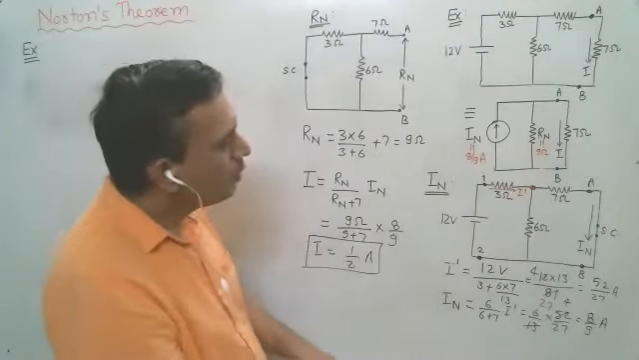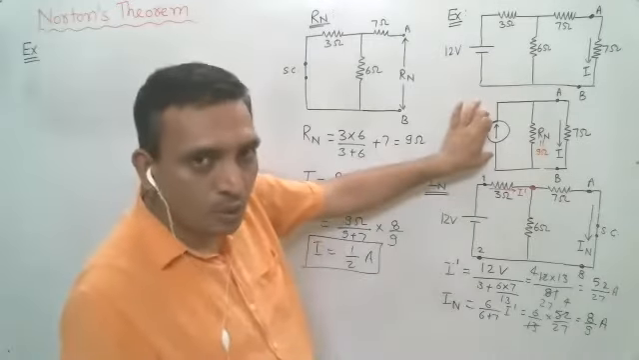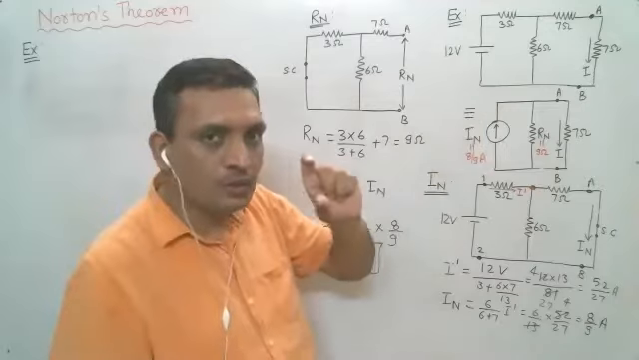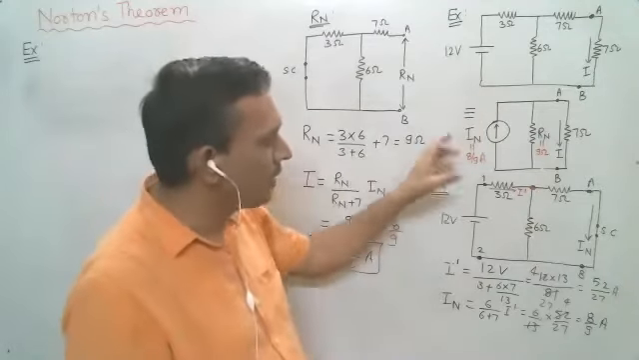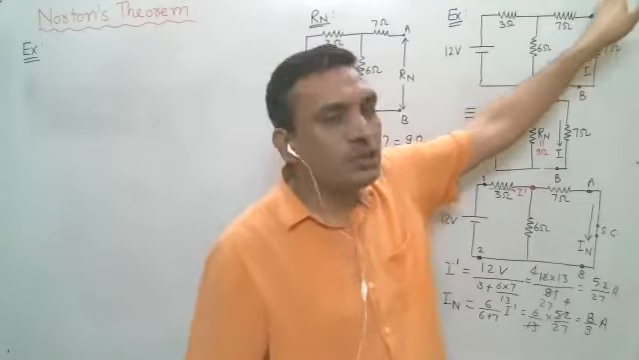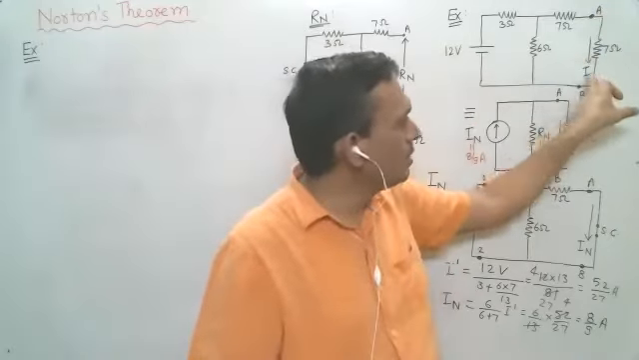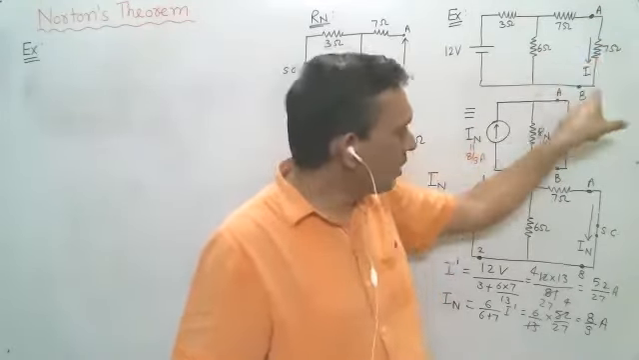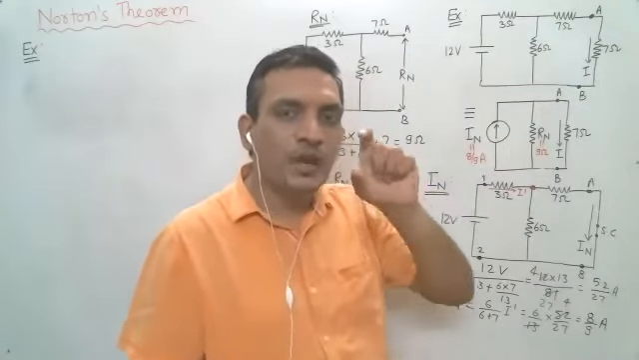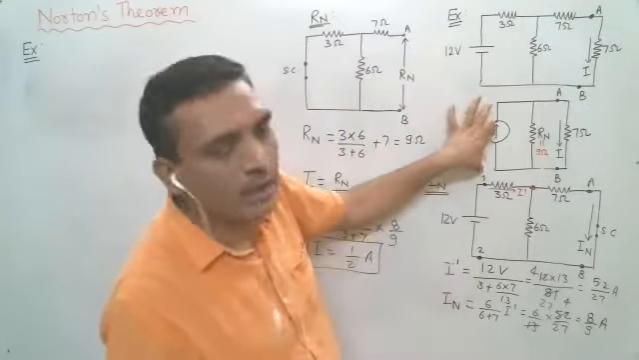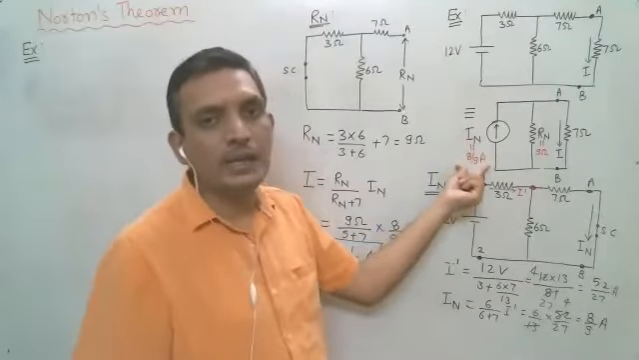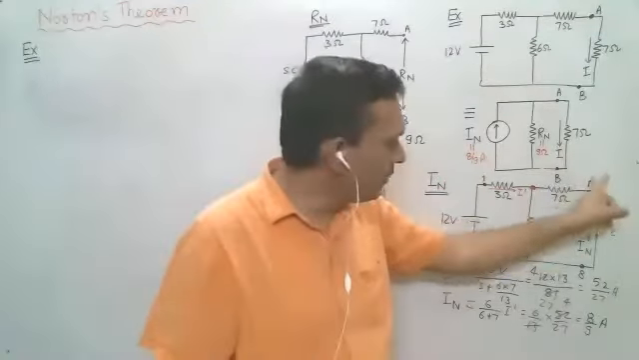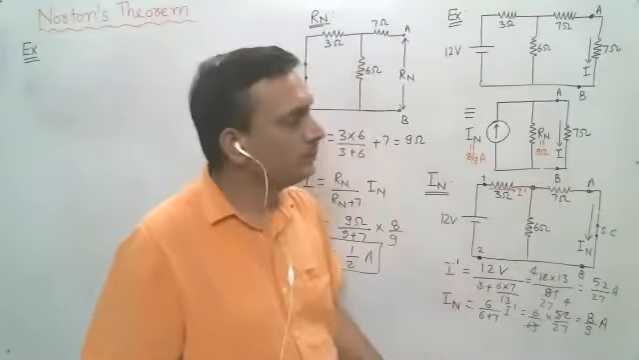No, this is the current. This is the current source. You have to find the value of the current source. IN is the current source, and that current source is defined by the short circuit current. If you want to measure the current across this 7 ohm, that is the load. So short this and measure the current, and then you have to replace this voltage source by this current source having current IN. It's a current source, and IN is defined by the short circuit current.